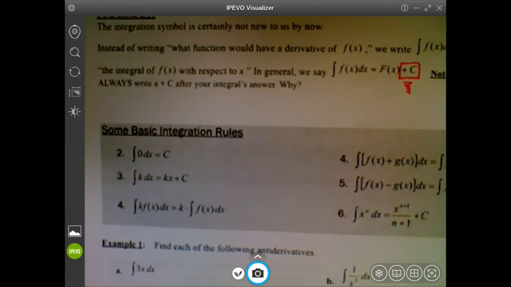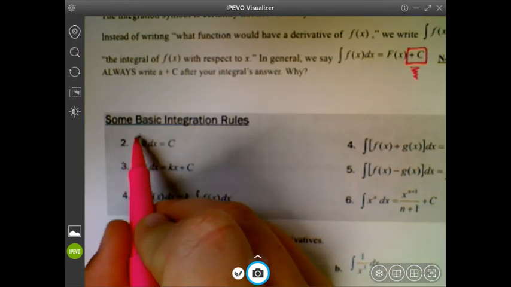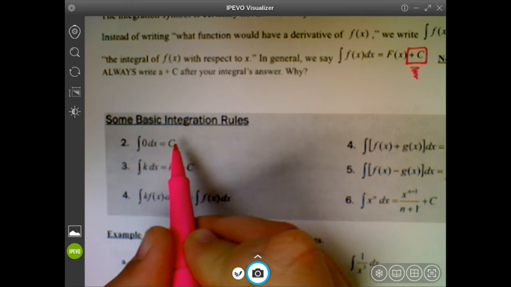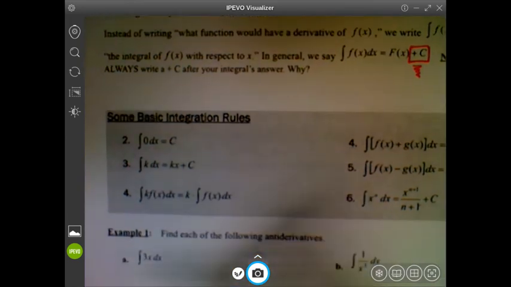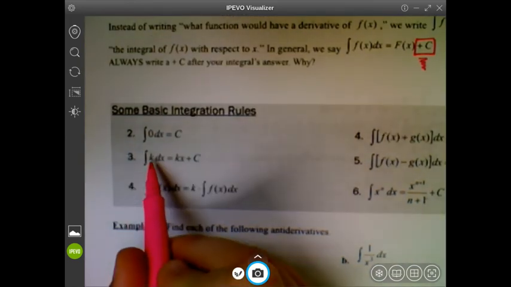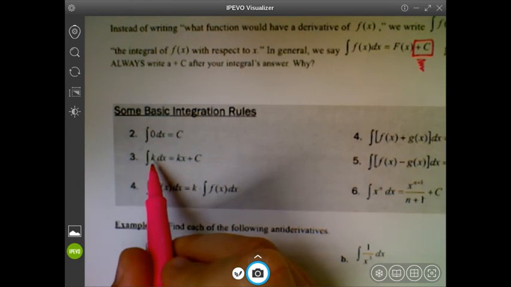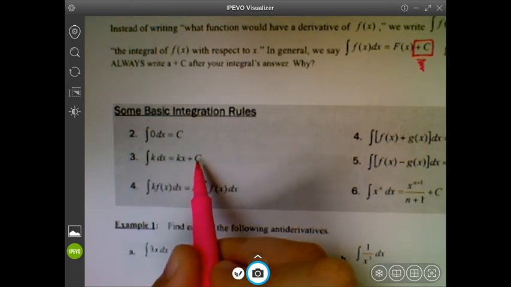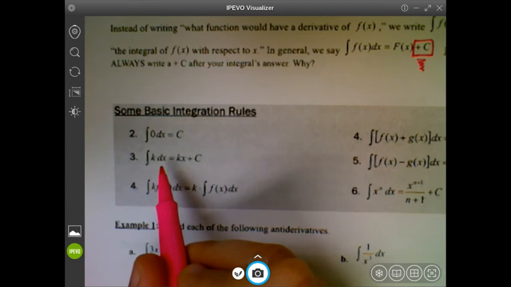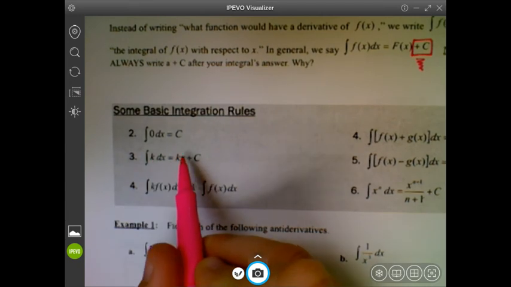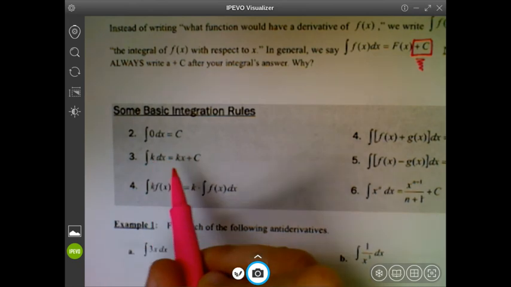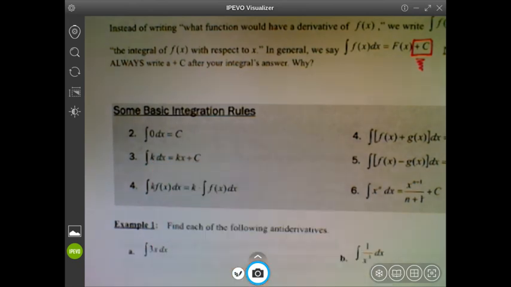All right, so here are some basic integration rules. If you're integrating 0, you just get a constant, because the derivative of a constant is 0. If you're integrating a constant, they don't use c because we already use c over here, so they're just saying some number k. Then its integral is kx, because if you take the derivative of kx, you would end up with just k. And you still see that plus c there.